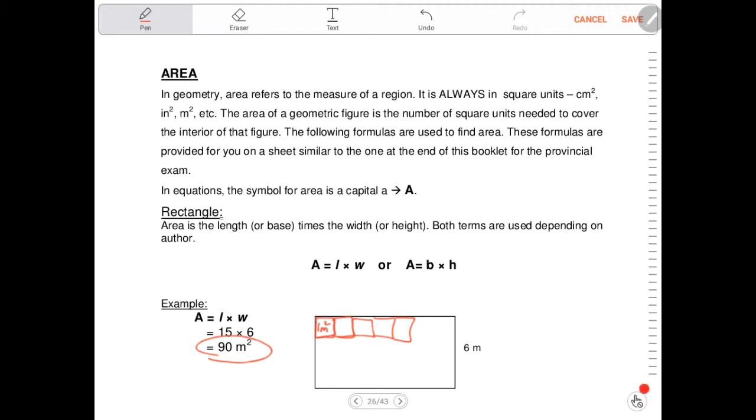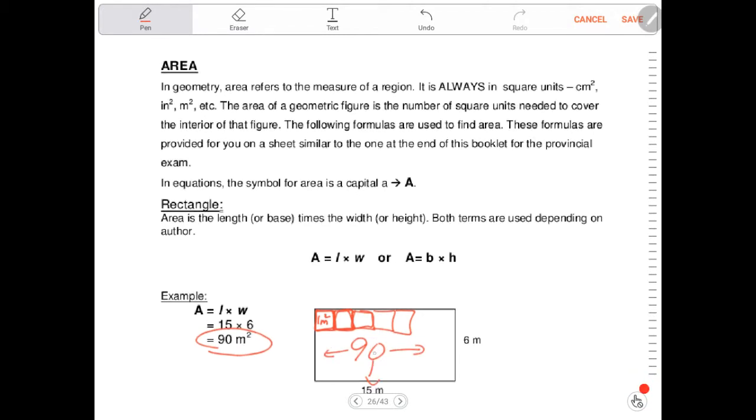That's the area. So this covers 1 meter squared. This covers 1 meter squared, so on and so forth. And there would be 90 of those inside of this shape, and that's why the area is 90 meters squared. So think of it as, how much do you need to cover a space, or cover the interior of a figure?